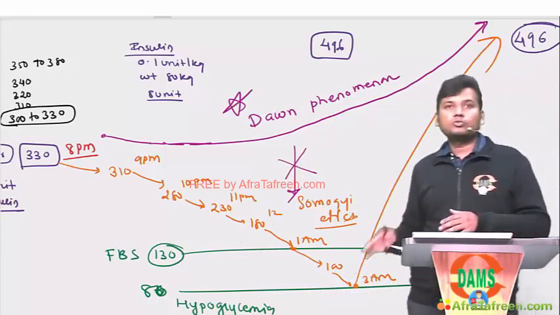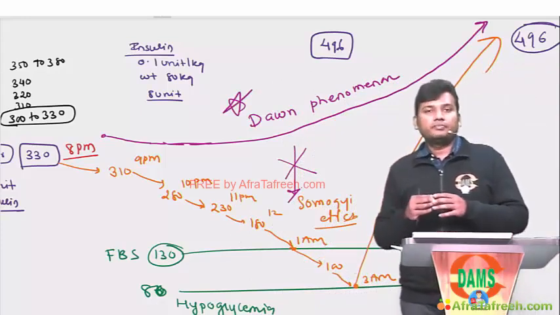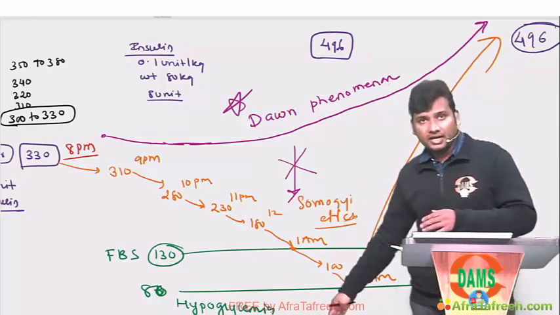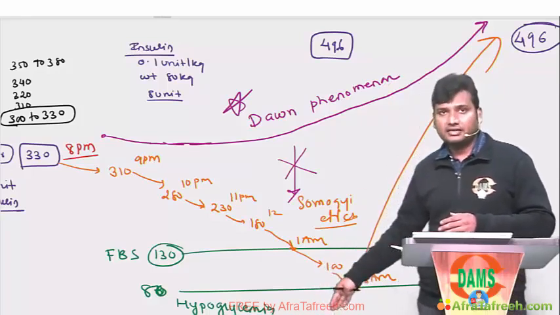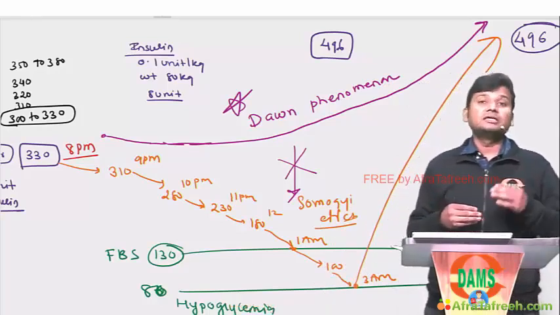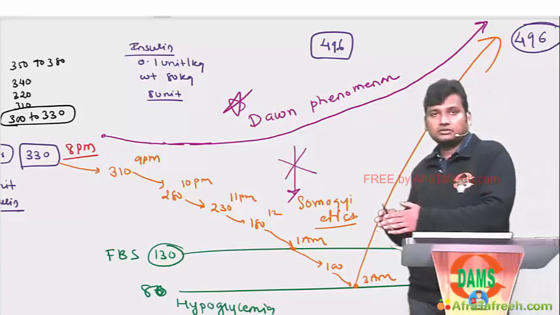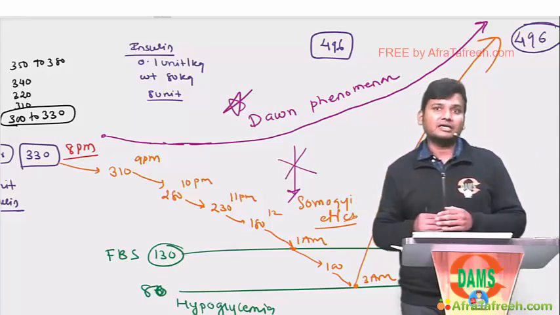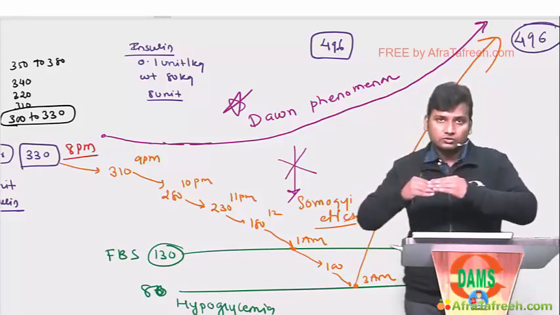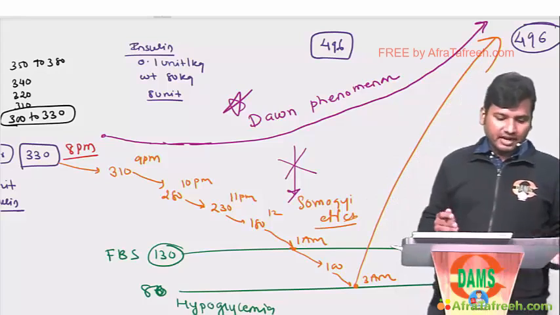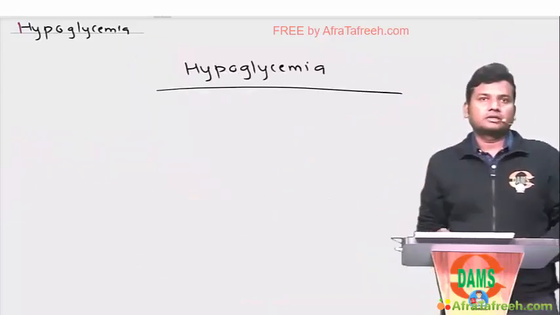And in Somogyi effect, the patient is responding and is developing hypoglycemia at night. So the dose of insulin given to the patient is a very high dose for that patient. So treatment of Somogyi effect is to decrease the dose of insulin. Okay, this is Somogyi effect and dawn phenomenon.